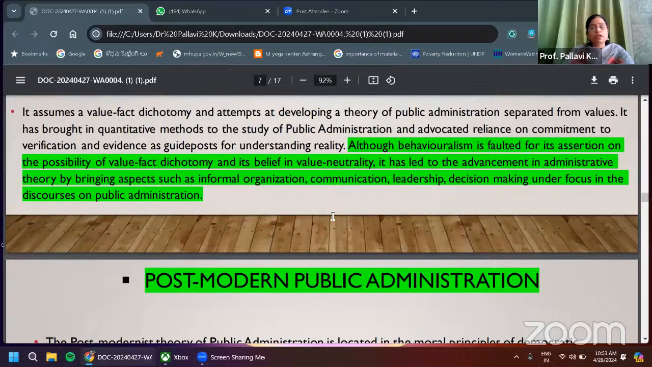And other concepts like informal organization, I spoke earlier, that is the informal relationships between any employees. For that matter, it may be for the employees, it may be in the communities, it may be in the schools, colleges, wherever it is. And they're very particular about that. An informal relationship you cannot ignore in any organization. Then communication, leadership, decision making, all these are important components which we study in behavioralism.